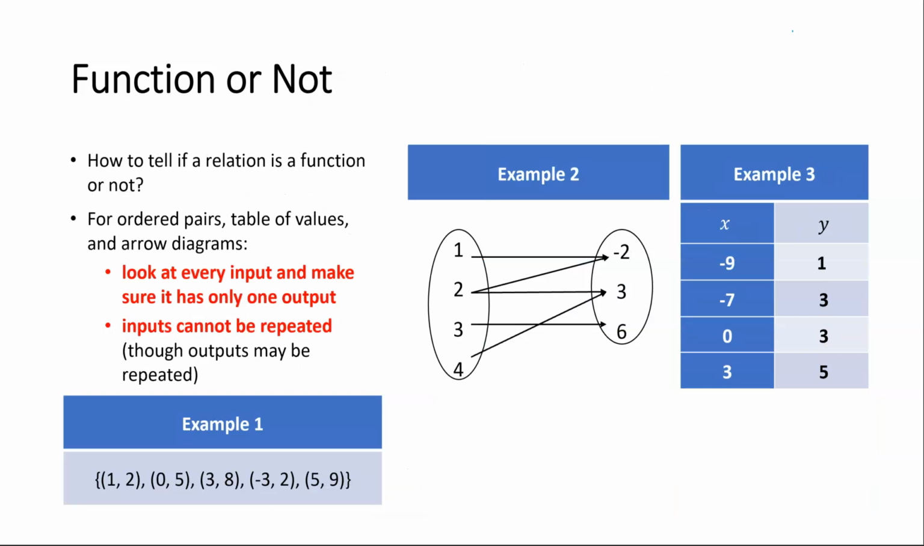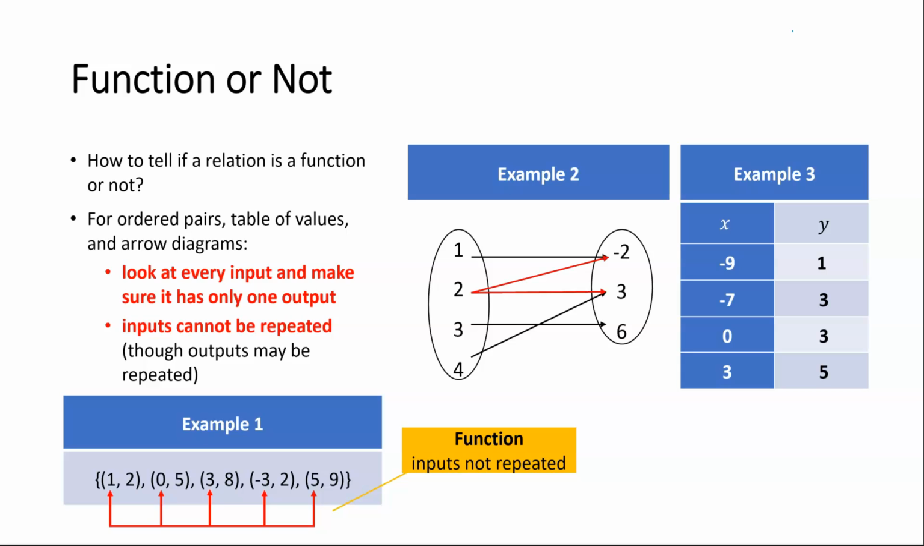So, how can you tell if you have a function? For ordered pairs, table of values, and arrow diagrams, look at every input and make sure it has only one output. And note, for a function, inputs cannot be repeated, but outputs can. Let's take a look at example 1. If you take a look at all the inputs, 1, 0, 3, -3, and 5, they're all unique. They're never repeated. Therefore, that's a function.